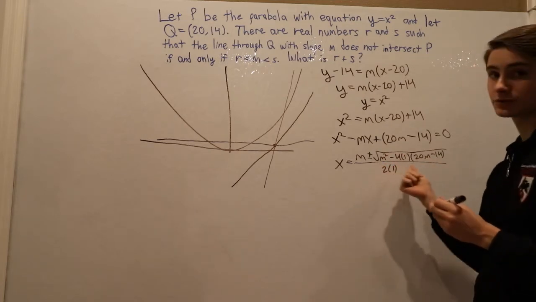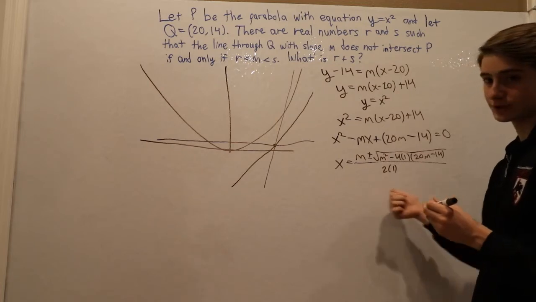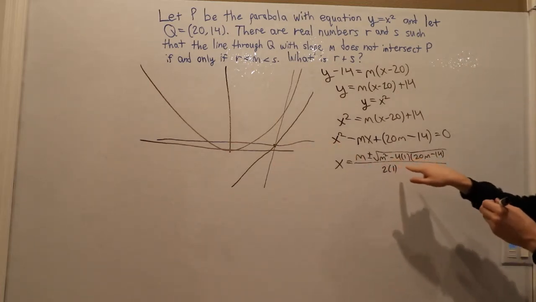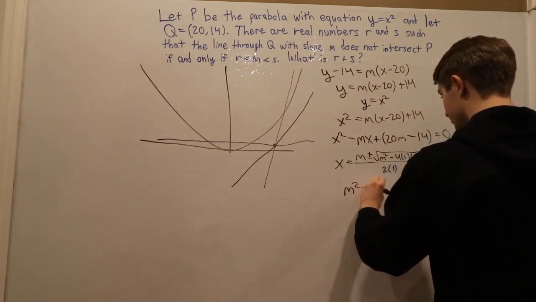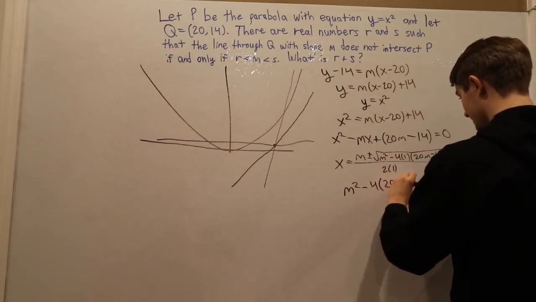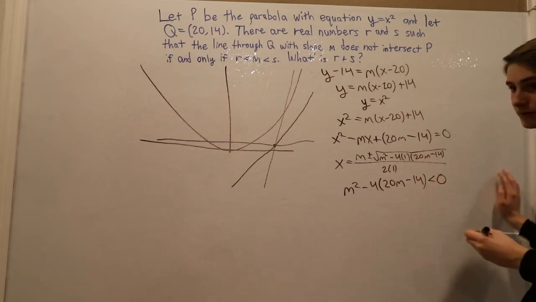If the inside of the square root is negative, then this will be an imaginary solution, which means that the curves won't intersect. So we want the inside of the square root to be negative, which means m squared minus 4 (this times 1 doesn't do anything, so we can ignore it) times (20m minus 14). We want this to be less than 0, so it's negative.